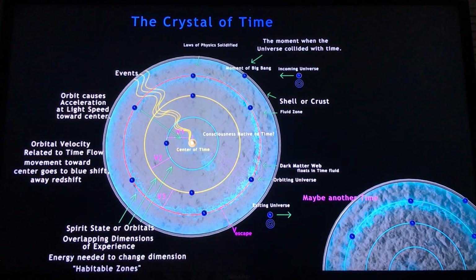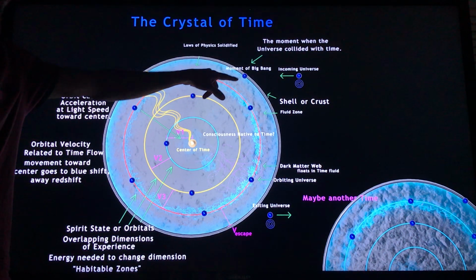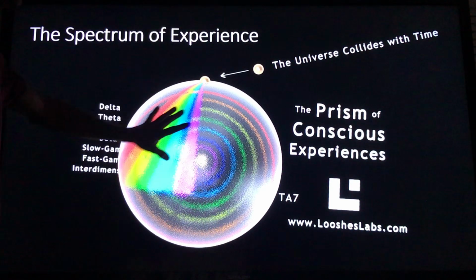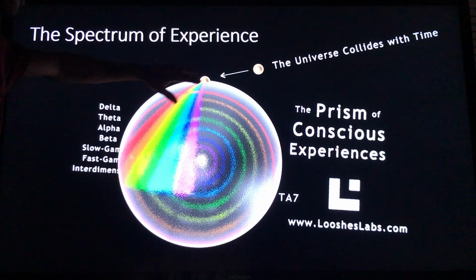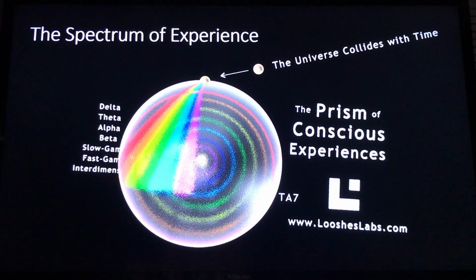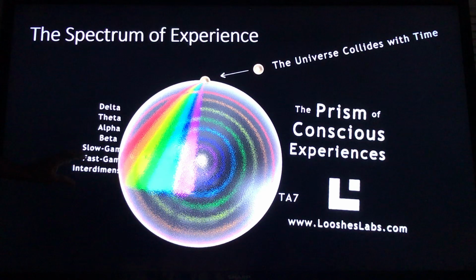And so now we're going to take a look at the crystal of time. And what this has a lot of things, but the important takeaway right now is the moment when the universe first collided with time. So here you see an incoming universe, and it collides with time. At that moment, you could say time is sort of a prism, and conscious experience separated into the spectrum of conscious experiences. And what I'm saying is that the red relates to your delta, the purple relates to your fast gamma, and these aren't actually red or purple, just making that clear.